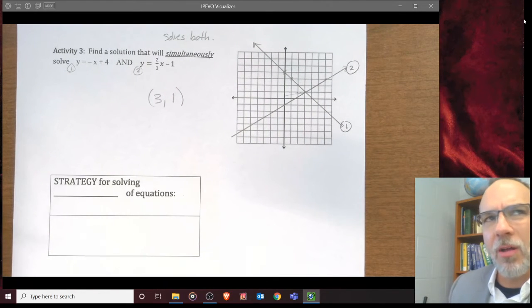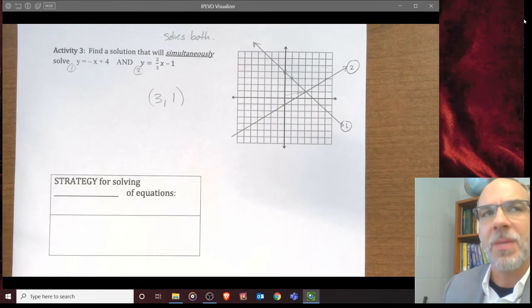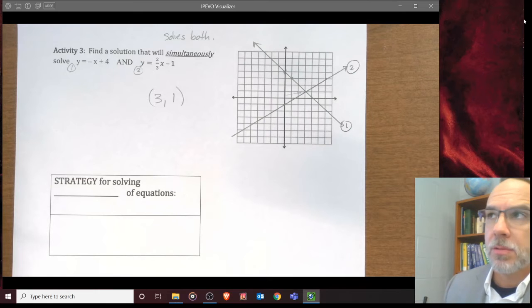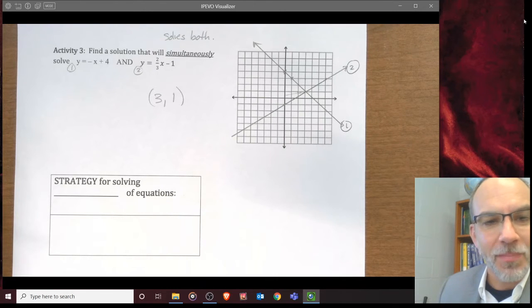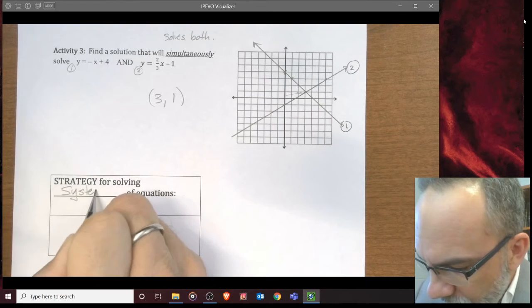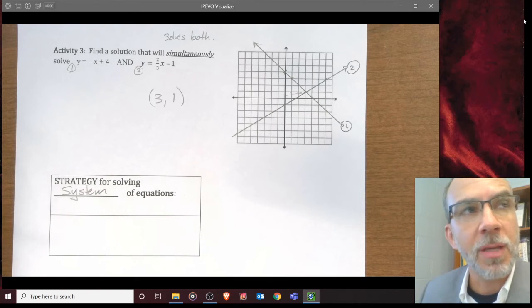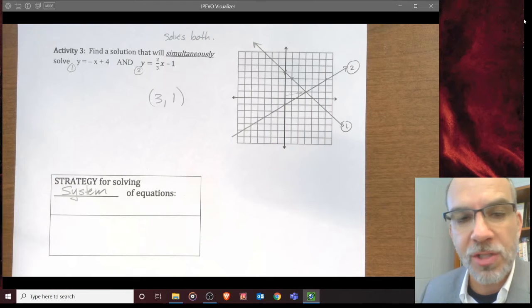But not all points are on both graphs, only one. Okay, so now solving a system of linear equations simultaneously means you're finding the point or points where the x and y values solve all of the equations at the same time. So strategy for solving a system, which is what this is, of equations. Notice I didn't say linear, because sometimes they aren't linear, but this strategy is still the same.